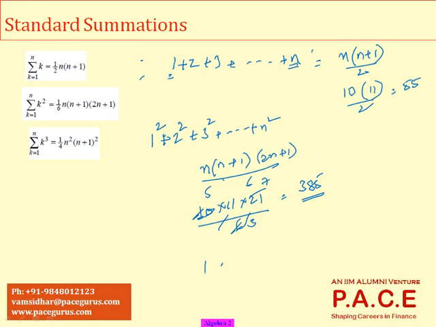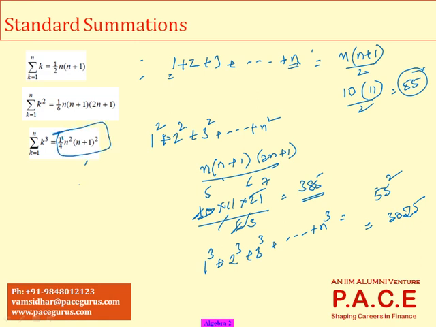Then sometimes if someone says cubes, 1 cube plus 2 cube plus 3 cube and so on up to n cube, then this works out to the square of whatever you got for the sum of the first n natural numbers. So 55 squared directly, which works out to 3025. That's the sum of the cubes of the first 10 natural numbers. So these are some of the things which you should be comfortable with: the sum of the natural numbers, the sum of the squares, the sum of the cubes.